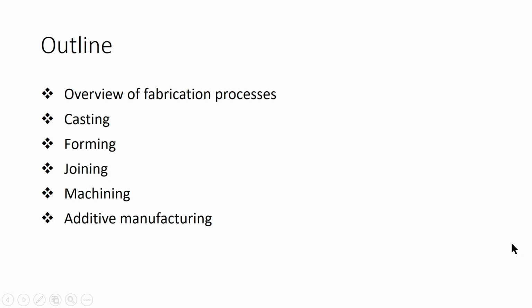The outline of this lecture is as follows. At the start, we will have an overview of the various fabrication processes which are used. Then we will see the basic manufacturing processes such as casting, forming, joining and machining. In addition to that, we will see the next generation manufacturing process, that is the additive manufacturing process, at an introductory level.